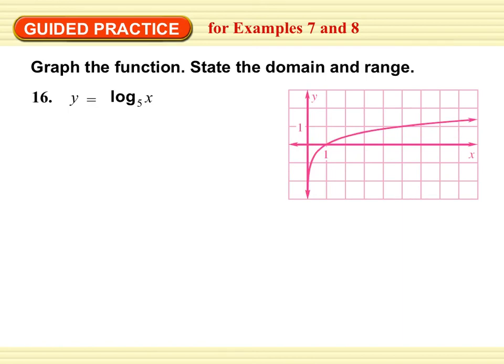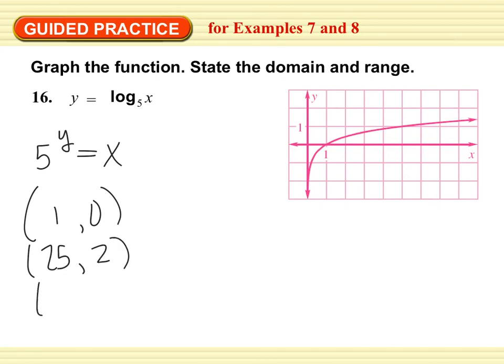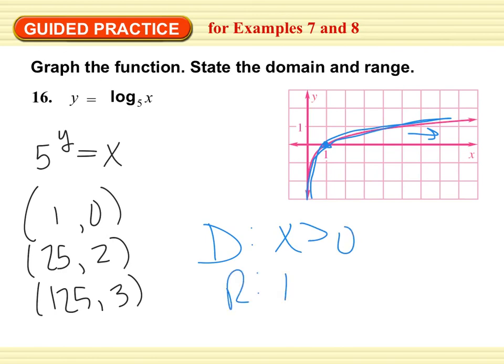Okay, practice a few. Log base 5. I'm going to do this right here: 5 to the y equals x. So if y is 0, x is 1. If x is 25, y is 2. And then 125 comma 3, right? But I know I can plot 1, 0. Then 25, 2 is way over there. So we don't have a graph big enough to plot that one. Domain is x is greater than 0. Range is all real numbers.